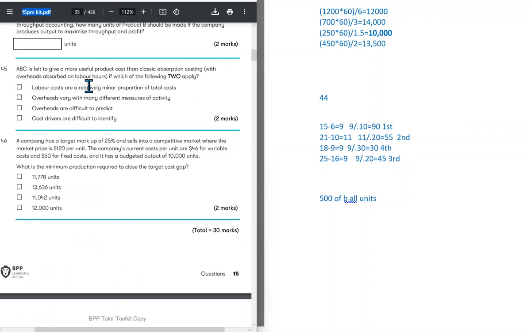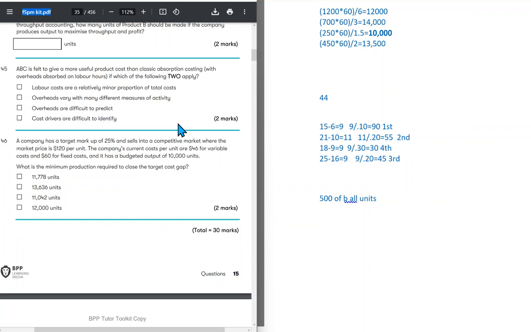ABC is felt to give more useful product cost than classic absorption costing, with overheads absorbed on labor hours. If which of the following applies? ABC will give us more realistic cost than absorption costing if we are using labor hours in absorption costing. In which of the following situations? Labor costs are relatively minor proportion of total costs. Overheads vary with many different measures of activity.